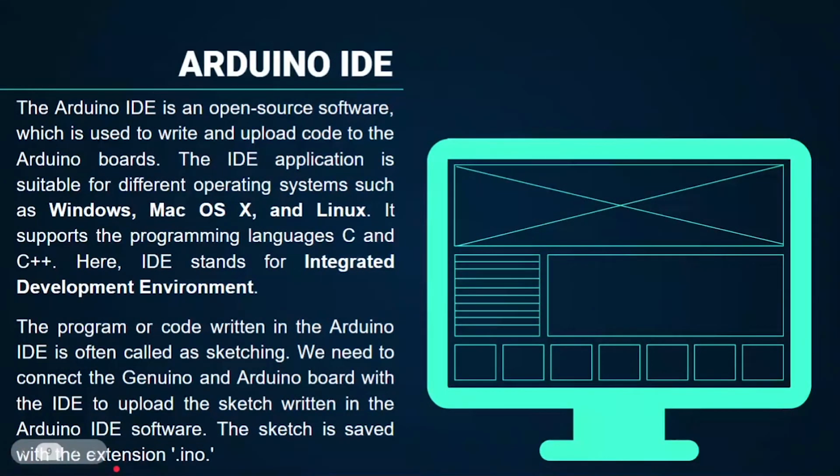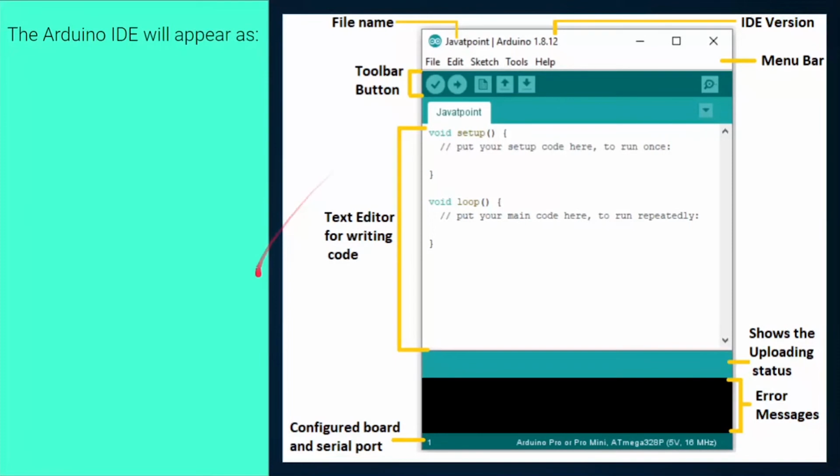Once you open the Arduino IDE, this is how it's going to look. You can see the file names, the toolbar buttons, and here is a text editor. You can write the code, edit it, save it. There are two important functions that you can see, the first being setup and the second being loop. We're going to discuss what these are and what importance they hold while writing code in Arduino.